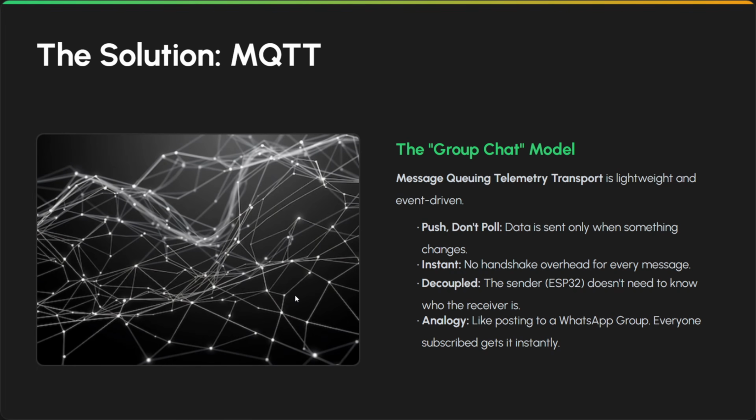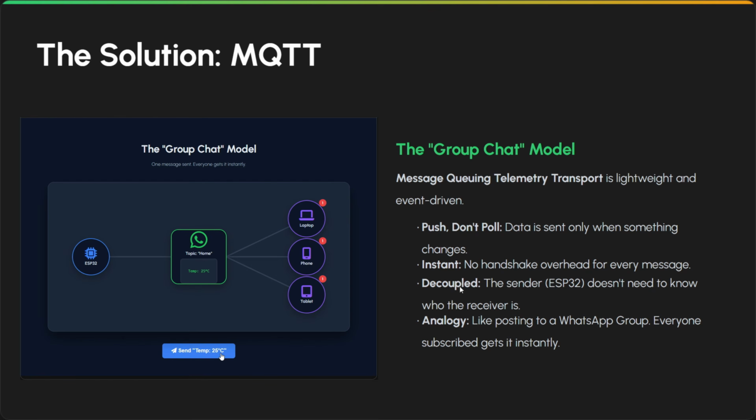The solution is MQTT. What is MQTT? MQTT is Message Queuing Telemetry Transport protocol. So what is the difference between MQTT and HTTP? The push and pull. In HTTP we always need to ask the server if there is any data, but in MQTT you don't need to do anything. Your MQTT server, whenever there is new data, will push the data to the specific devices.